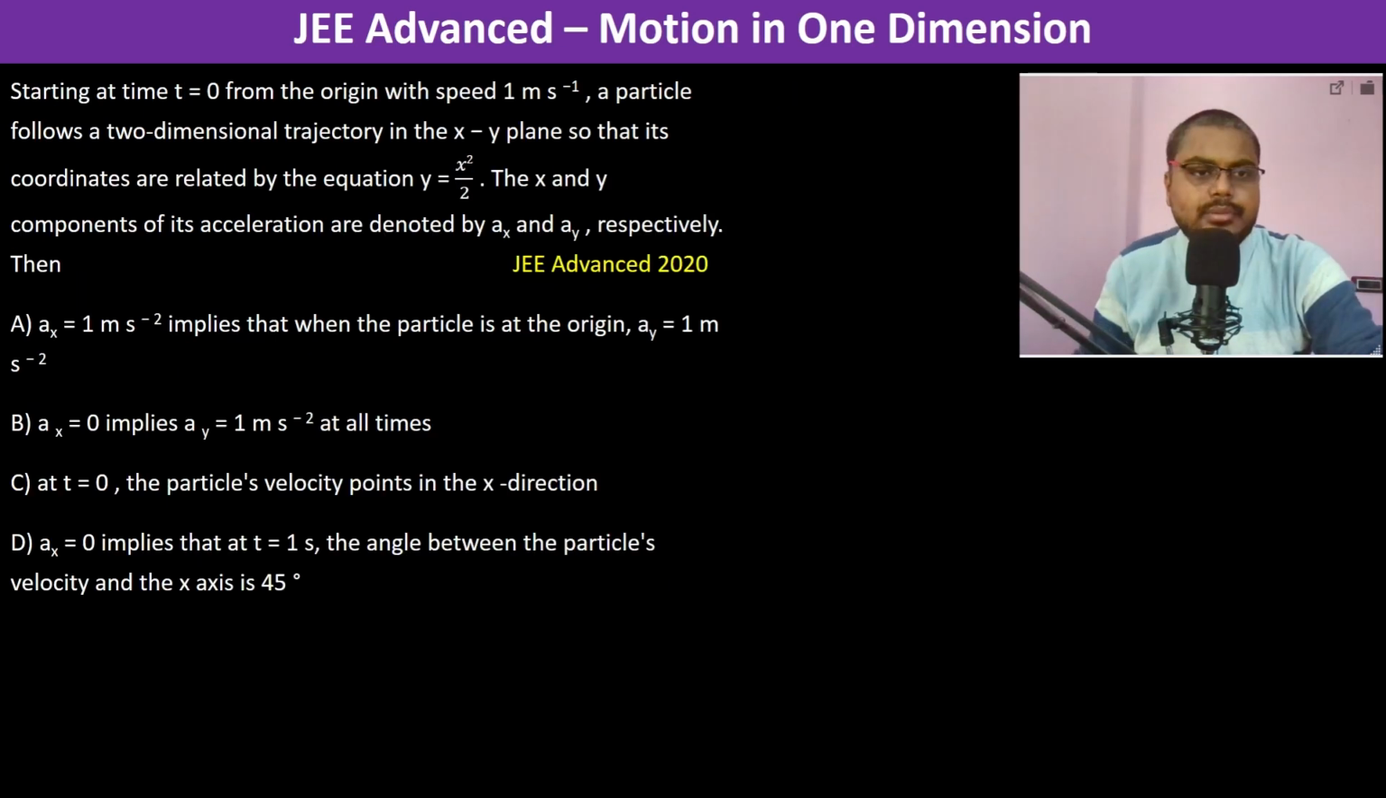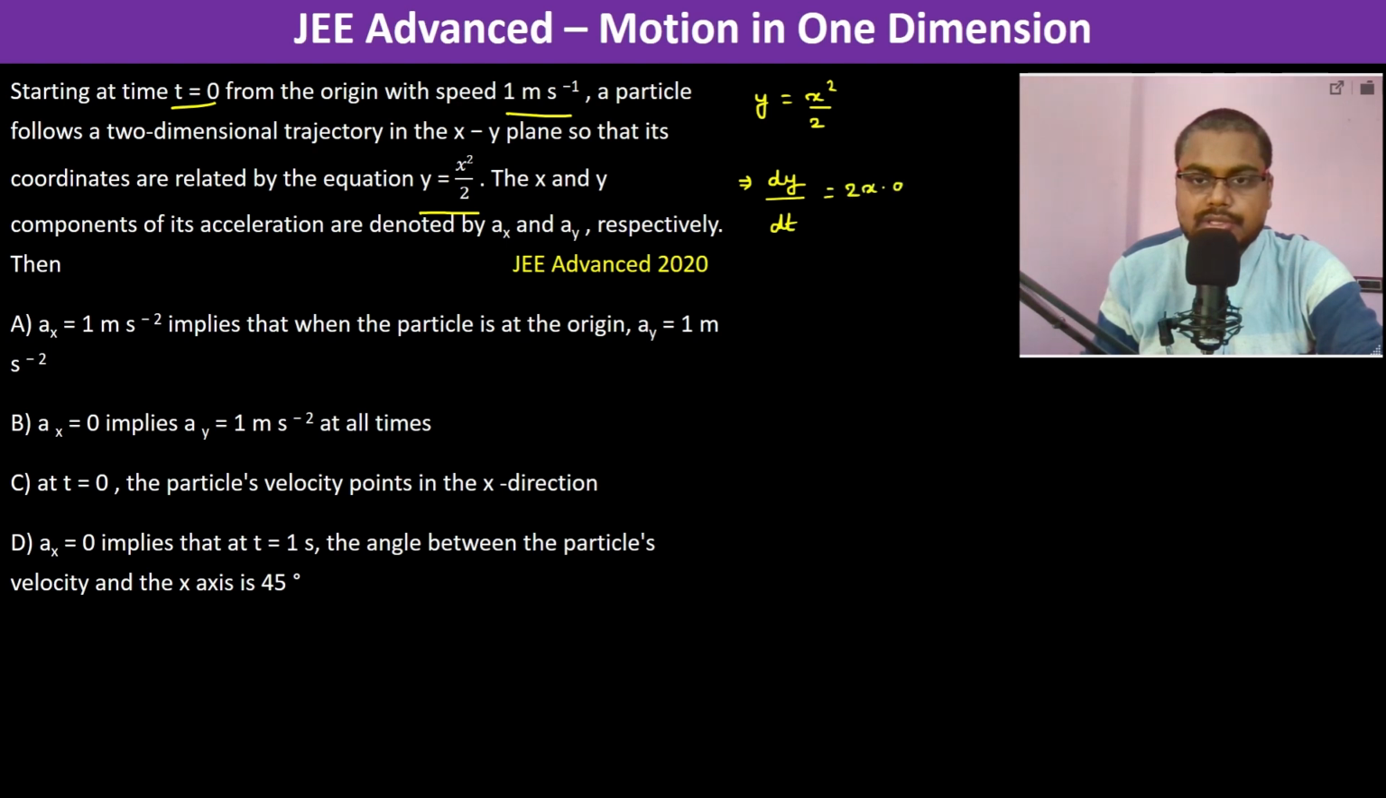At t equal to 0, from the origin with speed 1 meter per second, a particle follows a two-dimensional trajectory given by y equals x square by 2. Let us differentiate. dy by dt is equal to 2 into x into dx by dt. Therefore velocity in y direction is equal to x into velocity in x direction.